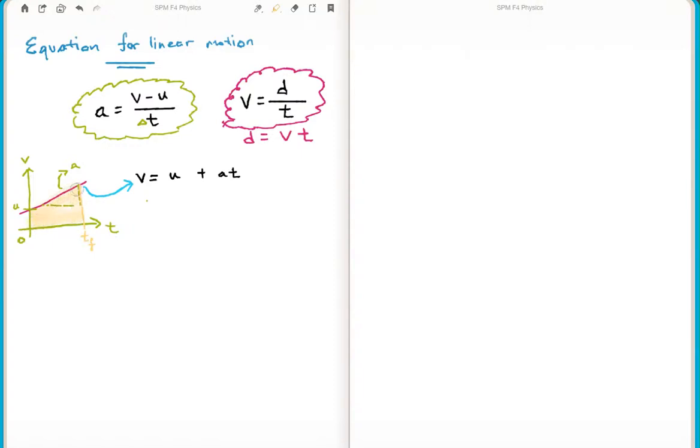How do you find this area? Simply by getting this trapezium. If you look carefully, from here to here and to here, it is actually a trapezium. If you find the area of this trapezium, then you will be able to tell the displacement traveled.